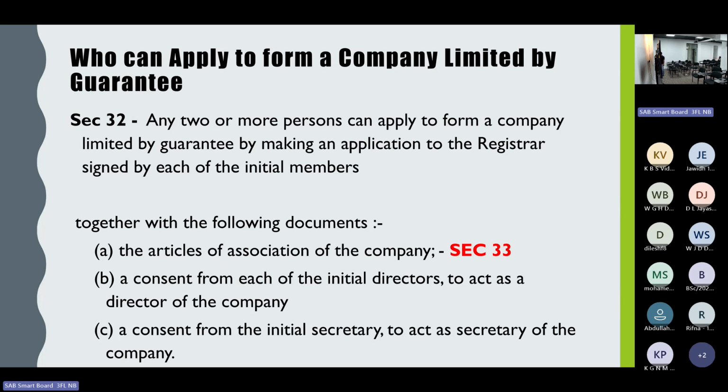Application, directors, secretaries, and articles of association. Here it is 5. This is the same, this is the same, but different. Right? The application is 5. The articles are the same, but the content is different. Right? What's the difference? Let's see.